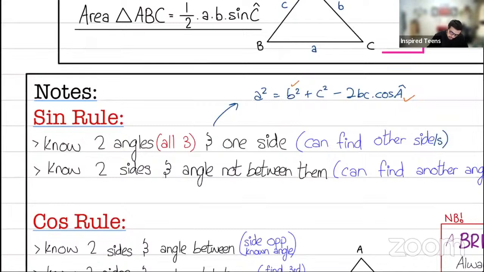In cos rule, if you don't know at least two sides, you're not going to be able to work with it. Okay, hope that makes sense. So that's why that can't be cos rule. So that's a clear indication you should try sine rule. Okay, let me just explain that again.